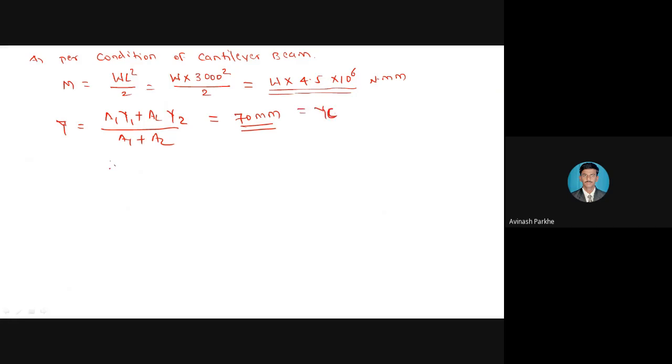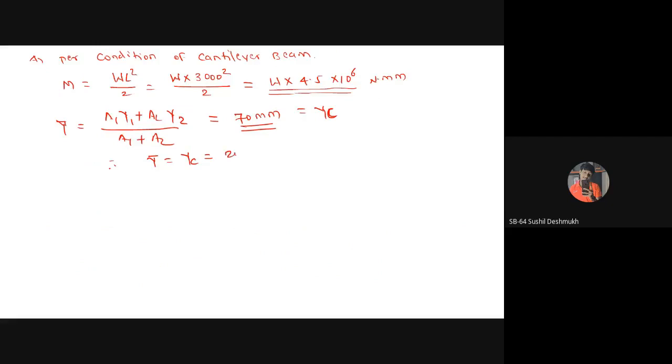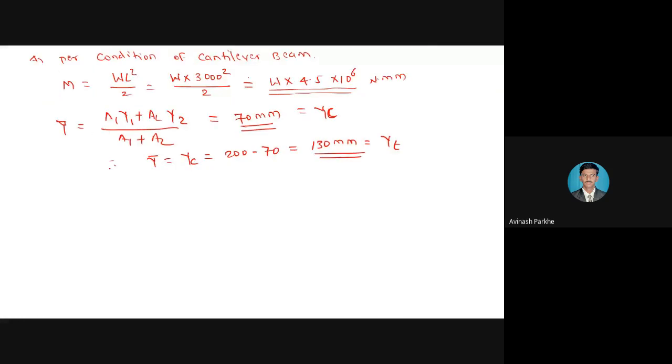YC. If I have to calculate Y bar is equal to YC, what is the total height of the T section? 200. 200 minus 70, 130 mm. This is your YT distance. Please do the calculations. 70 mm is correct or not? Calculation part is very important. Yes, sir. Okay.